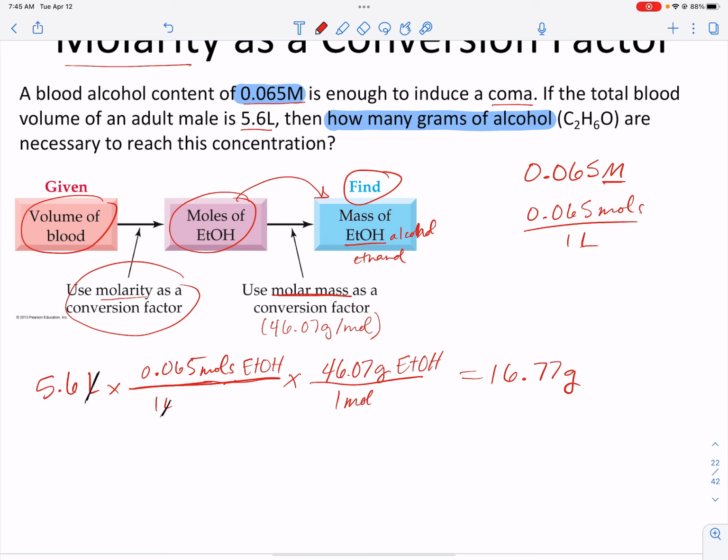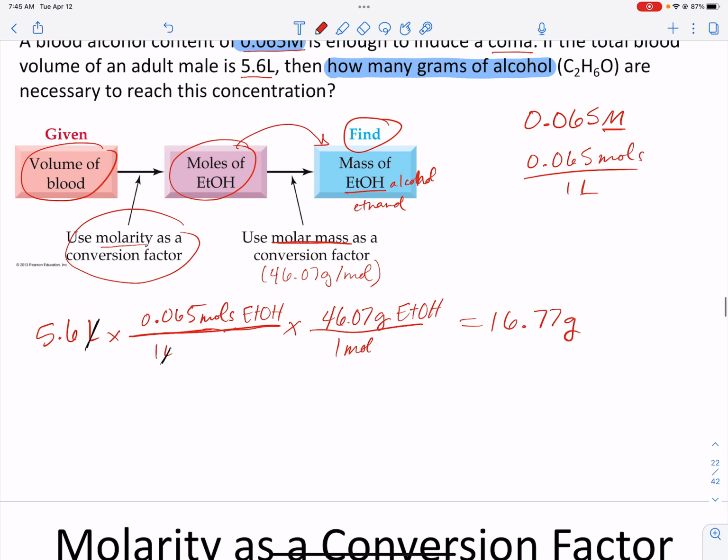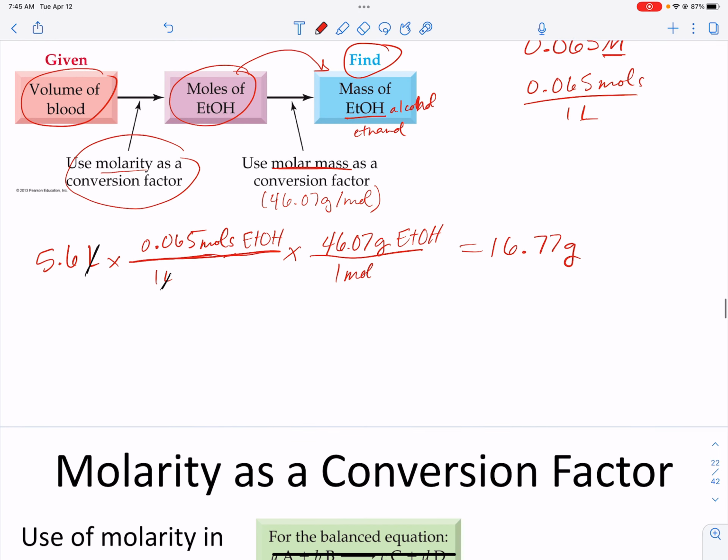16.77 grams. Let me make sure. Double checking all my numbers. Okay, it looks right. Of ethanol. Now usually, since ethanol is a liquid, it would probably be more useful to know this as a volume. So you could take the density and convert that to milliliters to see how many milliliters of straight ethanol could induce a coma. That's a very bad thing, so we want to stay away from that amount.